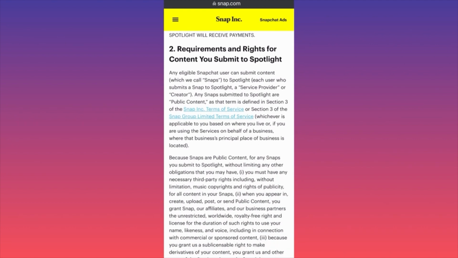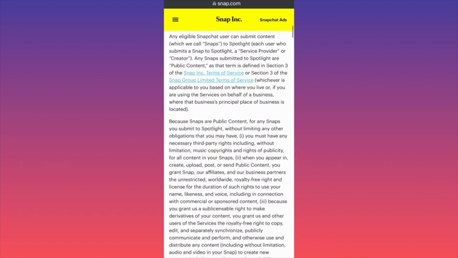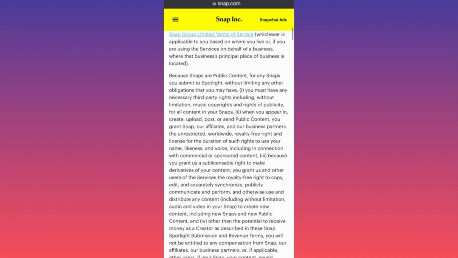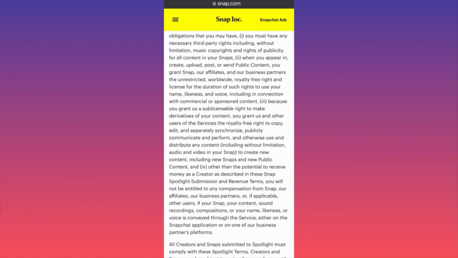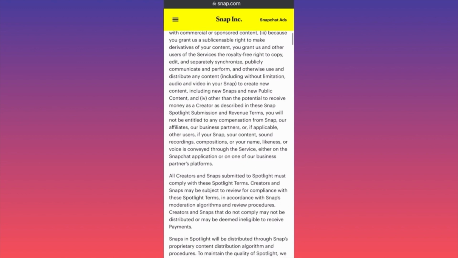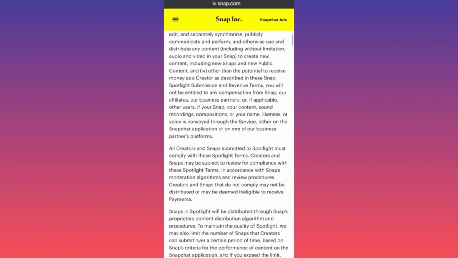Requirements and rights for content you submit to Spotlight. Any eligible Snapchat user can submit content to Spotlight. Any snaps submitted to Spotlight are public content as the terms define. If you're using services on behalf of a business, where your business is principal, and so on. Because snaps are public content, for any snaps you submit to Spotlight, without limiting any other obligations that you may have, you must have the necessary third-party rights, including without limitation. So obviously, guys, they're hitting very hard on reused content, or content that was created by somebody else and you don't have rights to that.